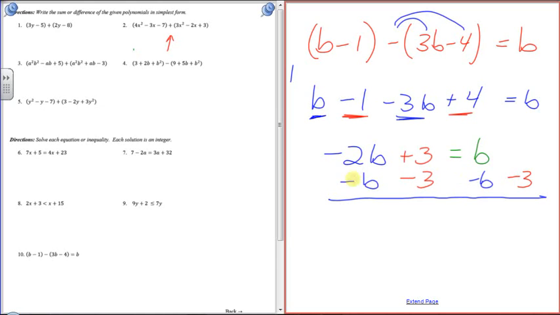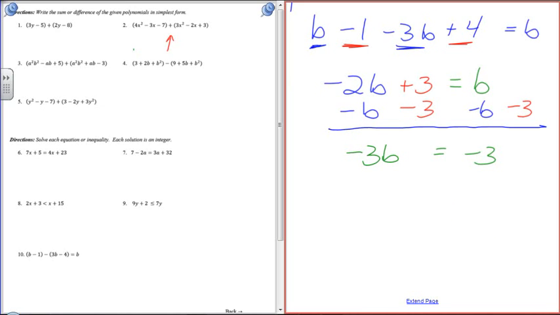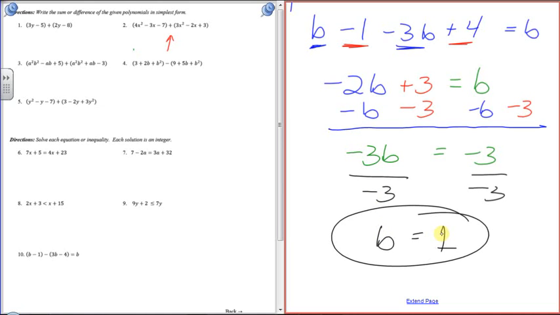And now we'll go column by column. This will give me a negative 3b when I combine those. This drops out. This drops out. This gives me a negative 3. Don't forget to bring down your equal sign. It's time to undo what's happening to b. It's being multiplied by negative 3. Then we'll divide by negative 3. And that'll leave me with b equals a positive 1 in this case.